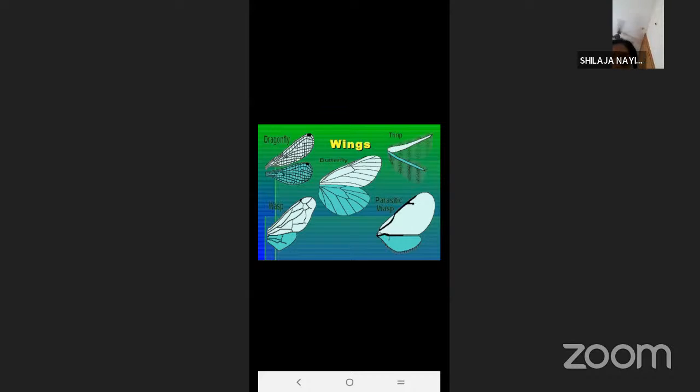Next one is the membranous wing. As we said, we will have two types of wings: one leathery and another membranous. Then scaly wings. Scaly wings are thin. We usually hold the butterfly and feel some roughness on the skin. That is because of the scaly nature of the wing, present in the butterfly.